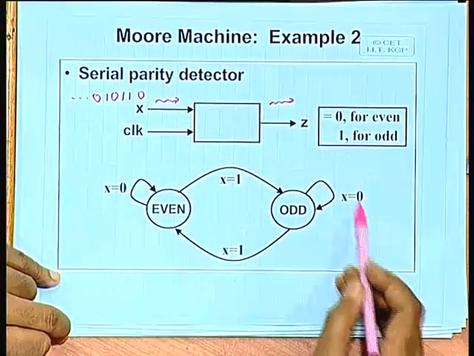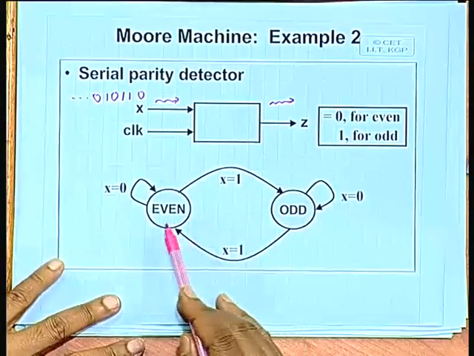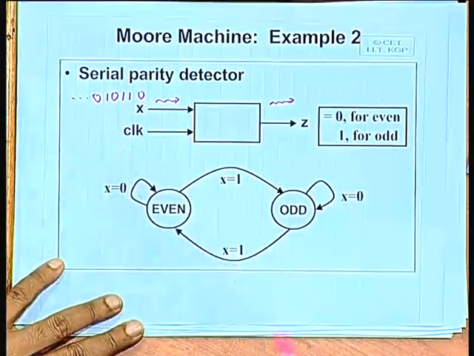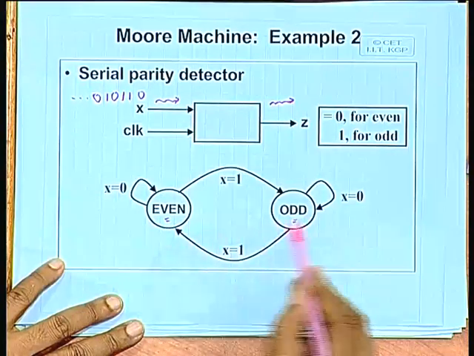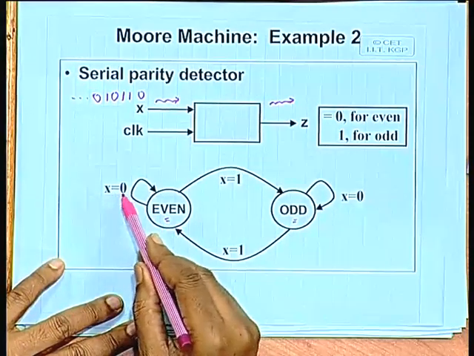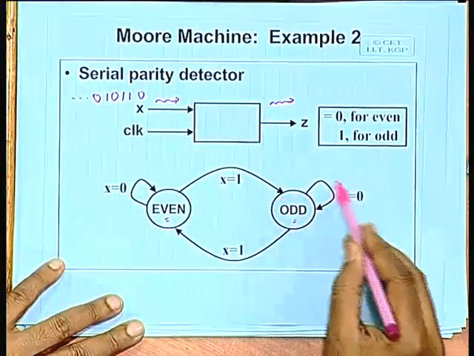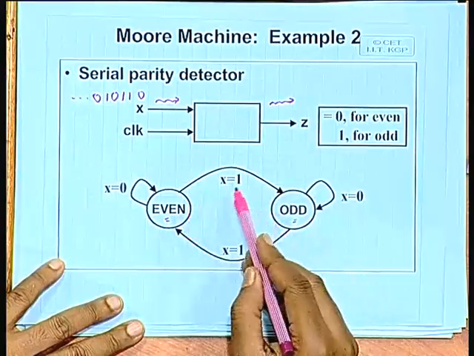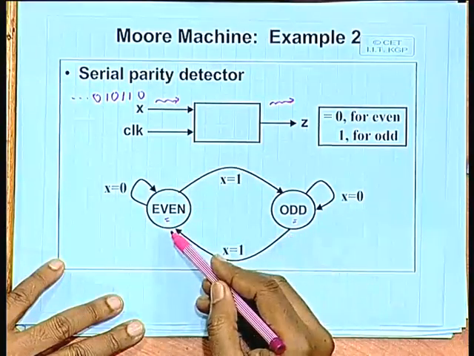This can be very easily modeled by a state diagram like this. So, here we have two states, we are remembering whether the bit pattern we have seen so far has an even parity or an odd parity. These are the two states. So, if it is even parity and an input 0 comes, it remains even. If it is odd and an input 0 comes, it remains odd. Only change takes place if the next input is 1, then even becomes odd and odd becomes even.